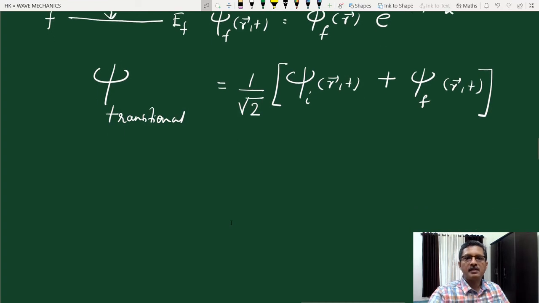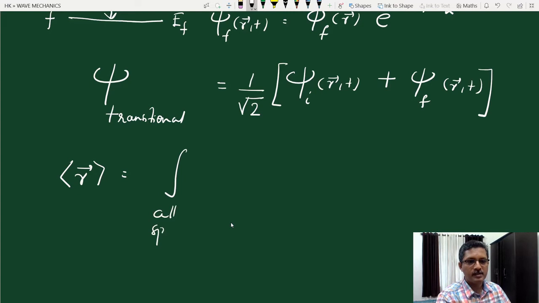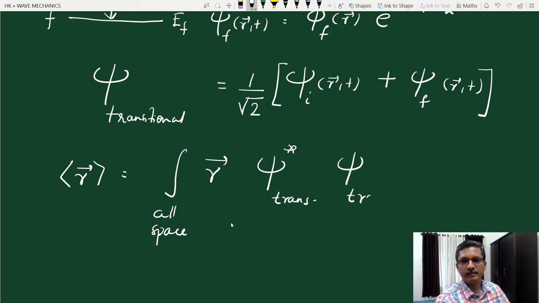So if this is the transitional wave function, let us calculate the expectation value of R using this transitional wave function. The expectation value of the position vector when the electron is in the transitional state is the integration over all space of R, the position vector, times psi star psi, where psi is the transitional wave function, as a volume integral. Now let us substitute for this psi star and psi.